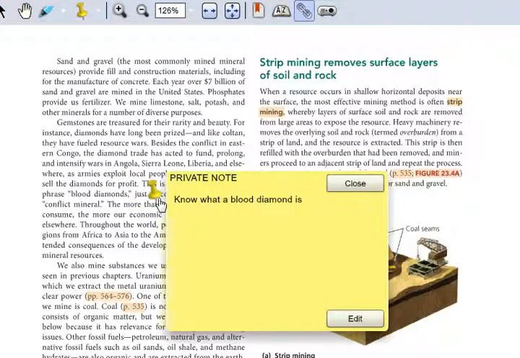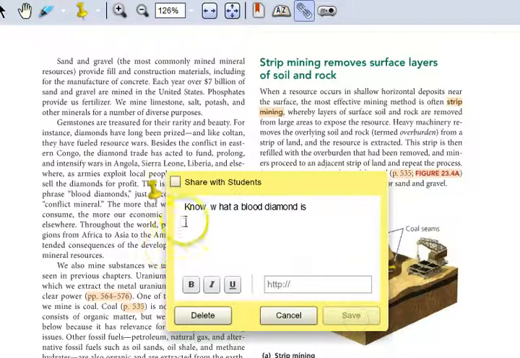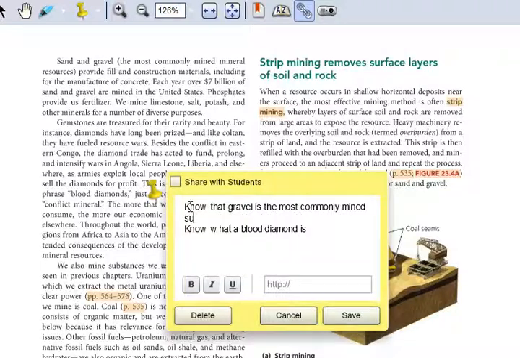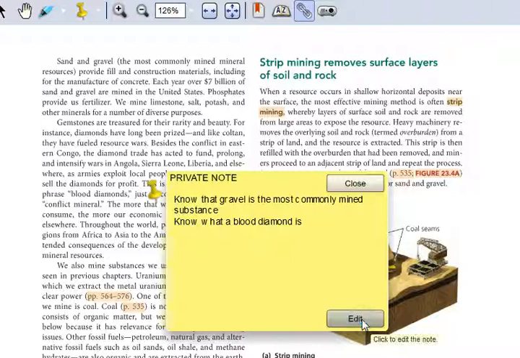Okay, make sure you know what a blood diamond is. Also know that gravel is the most commonly mined substance.